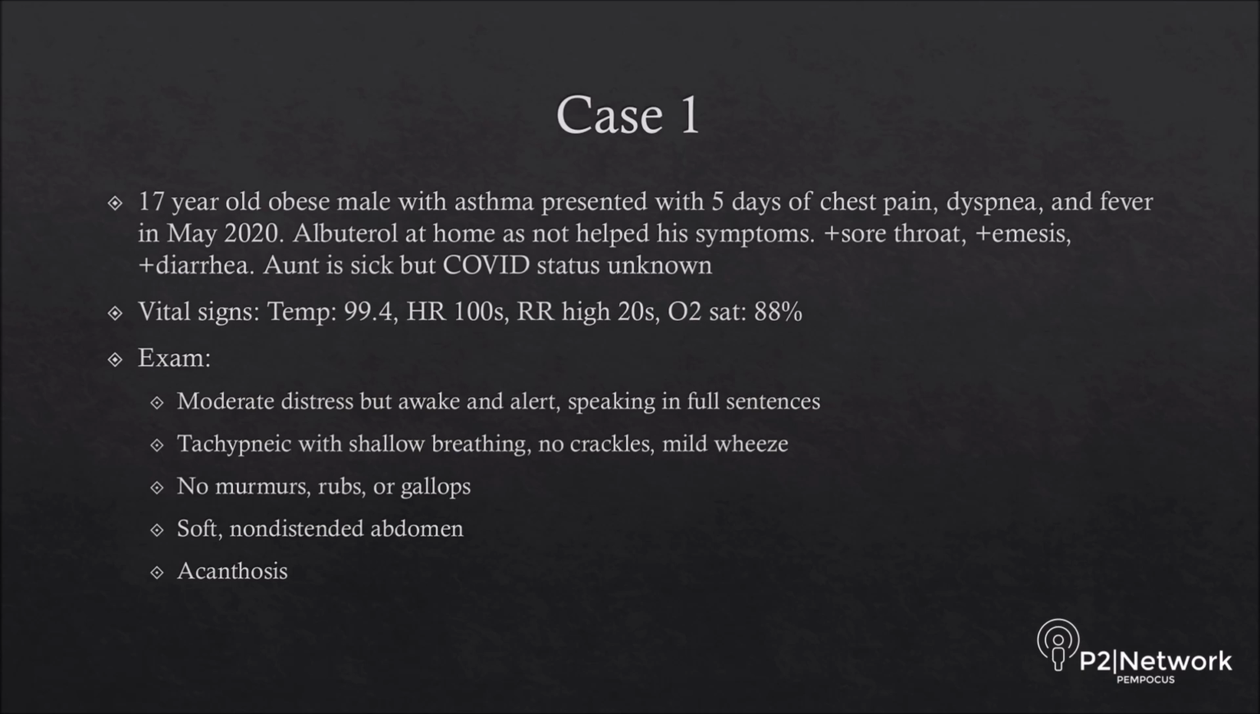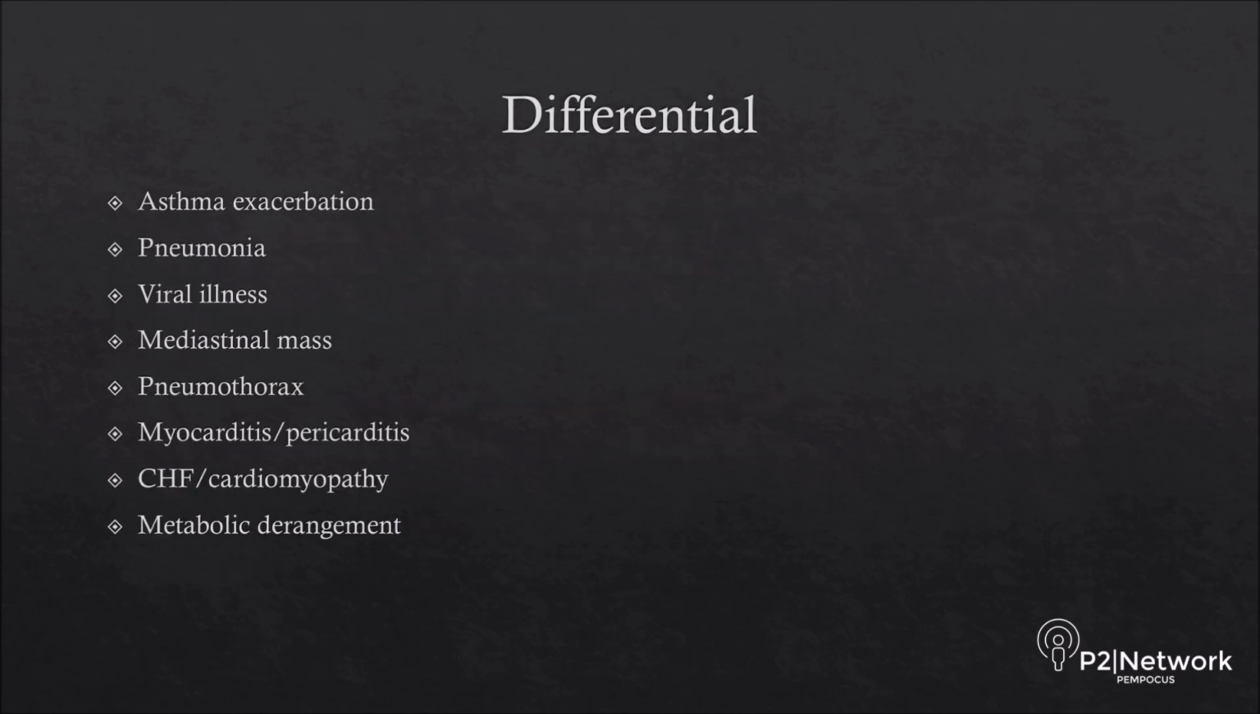around his neck. The differential for this patient includes, given his history of asthma, an asthma exacerbation, a pneumonia, a viral illness with a sore throat, his vomiting and his diarrhea, with his chest pain and dyspnea. You think about a mediastinal mass or pneumothorax, maybe a myocarditis or a pericarditis, or congestive heart failure or cardiomyopathy, or a metabolic derangement such as DKA.